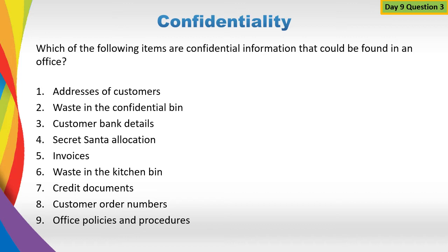Moving on to confidentiality. So I've got a list in front of me here. Which of the following items are confidential that could be found in an office? Number 1, addresses of customers. 2, waste in a confidential bin. 3, customer bank details. 4, secret Santa allocation. 5, invoices. 6, waste in the kitchen bin. 7, credit documents. 8, customer order numbers. And 9, office policies and procedures. Have a think for just a moment there. Which of those do you think are confidential information?